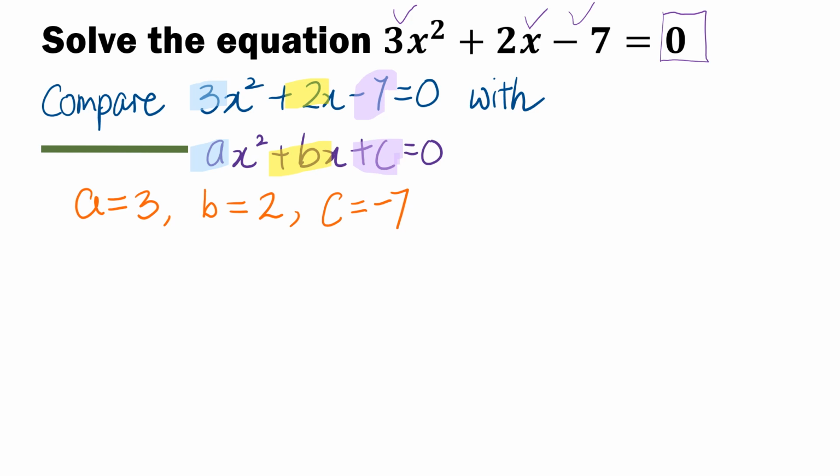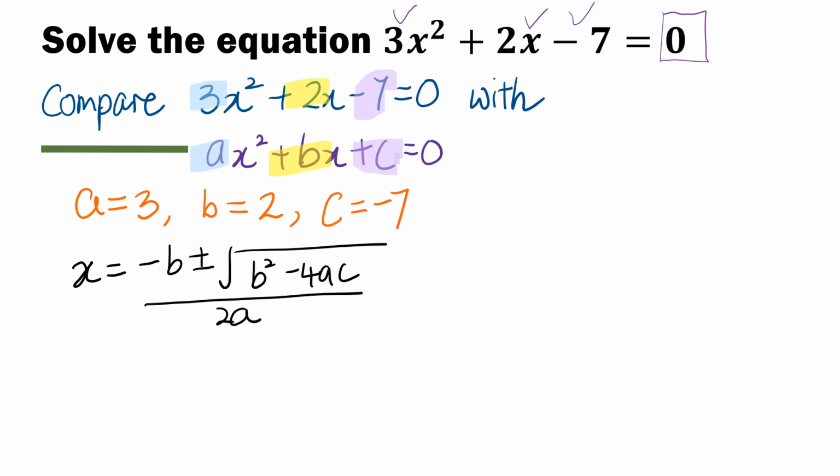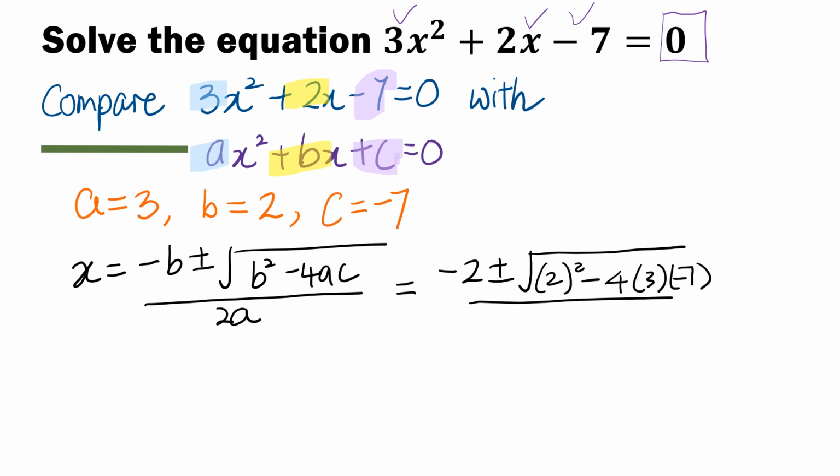All right, and then the next thing is, I hope that you have watched some video to remember your quadratic formula. Write down your quadratic formula. Substitute in the values: b is 2, a is 3, c is negative 7. So far so good. So what's the next thing we do?